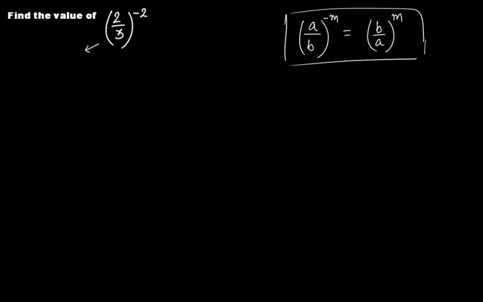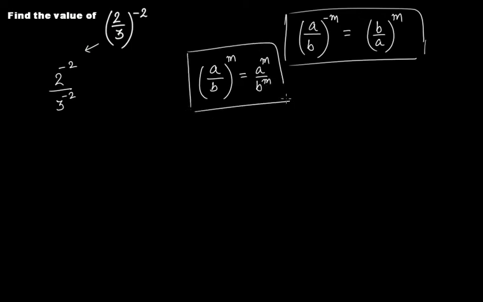2^(-2) by 3^(-2). How? We know that if a by b is raised to the power of m, then this is actually equal to a^m by b^m. This is a law of exponents, right? So from here you get, what's m in this case? m is minus 2, a is 2, b is 3, so it can be written in this form.